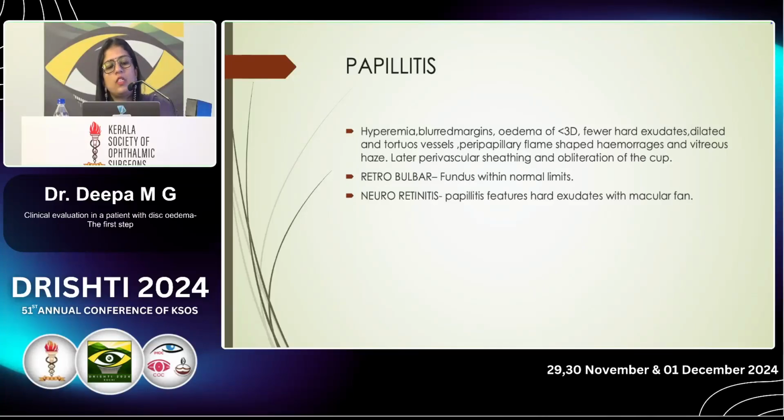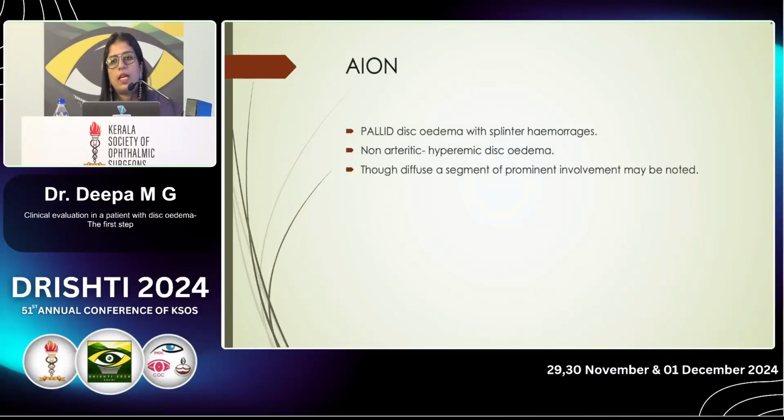If it is a papillitis, mainly it will be a hyperemia with blurred margins, but the edema will be less compared to papilledema, where it was 3 to 6 diopters; it will be less than 3 diopters. Fewer hard exudates, dilated tortuous vessels, few hemorrhages, and vitreous haze. Later, perivascular sheathing and obliteration of the cup may be seen. Retrobulbar neuritis may not have any finding. The fundus will be within normal limits. And in neuroretinitis, the papillitis features with hard exudates and macular fan may be seen. AION will show a pallid disc edema with splinter hemorrhages, and in arteritic AION it will be a hyperemic disc edema; though diffuse, a segment of prominent involvement may be noted.